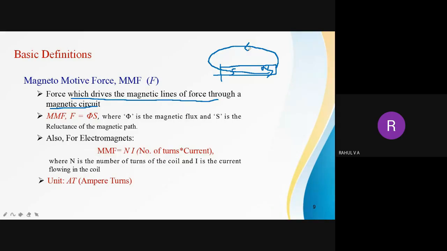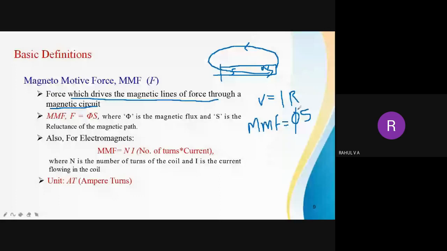So normally the equation for MMF, that is F, is equal to flux into reluctance. Similarly, we have voltage is equal to current into resistance. Similarly, we have MMF is equal to, I told the analogy of current is flux, so flux into the analogy of resistance, which is reluctance. So flux into S, where flux phi is the magnetic flux and S is the reluctance of the magnetic circuit.